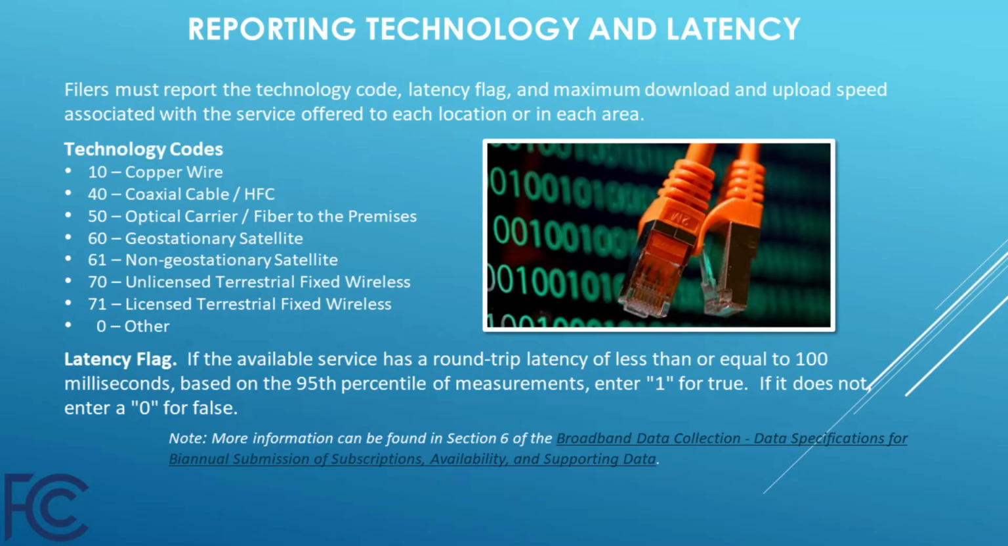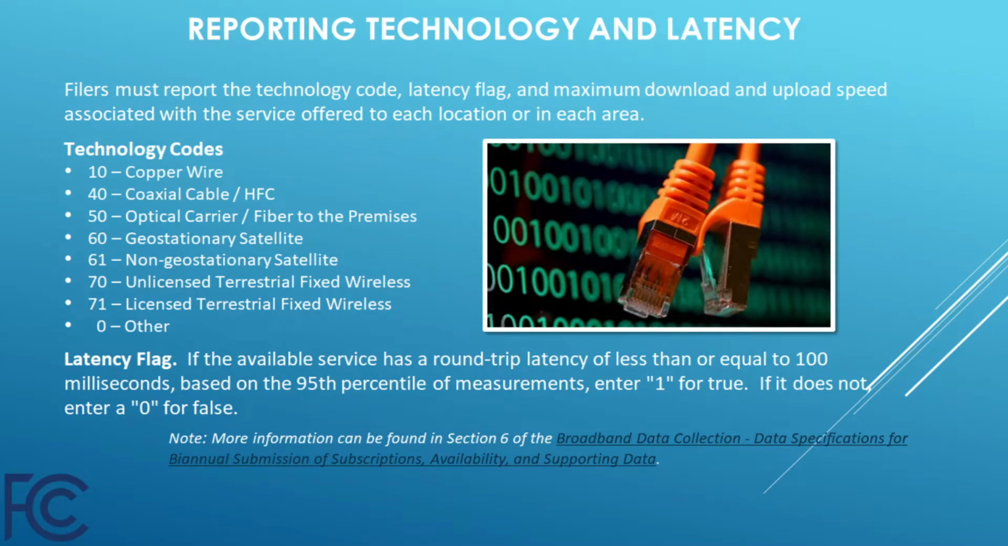Technology codes are based on the particular technology used to provide service and must be one of the codes on this list. Filers should note that this list is a streamlined version of the technology codes that were used for filing availability data in FCC Form 477. In addition, we want to note that there are two technology codes for satellite service.